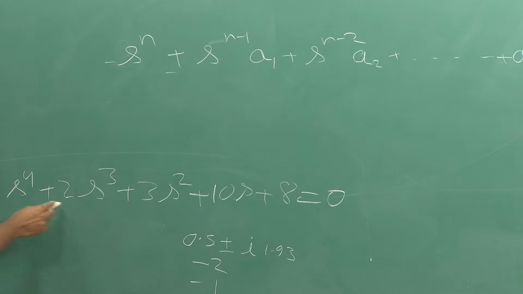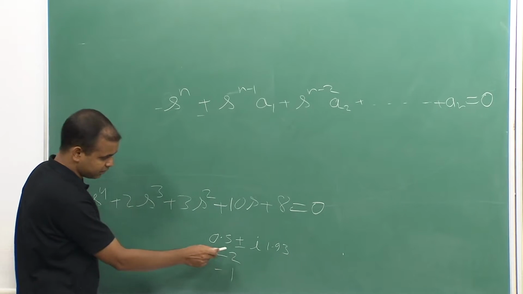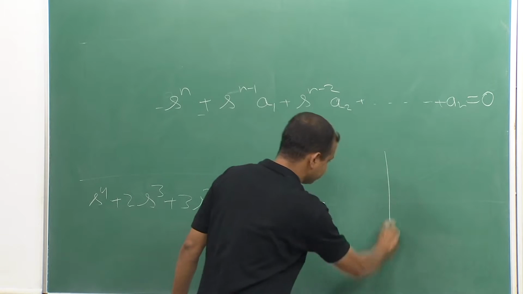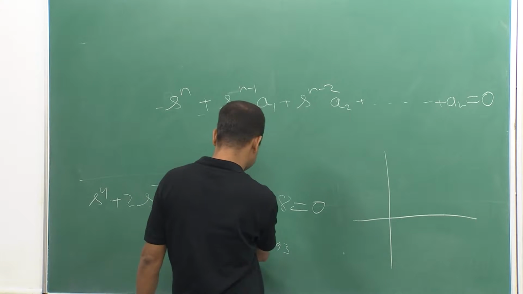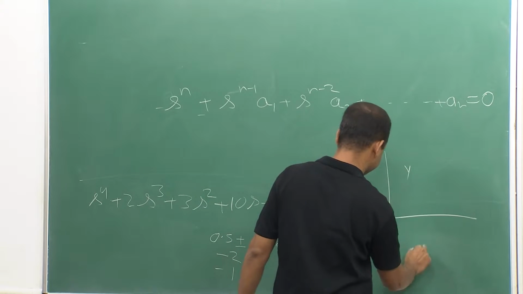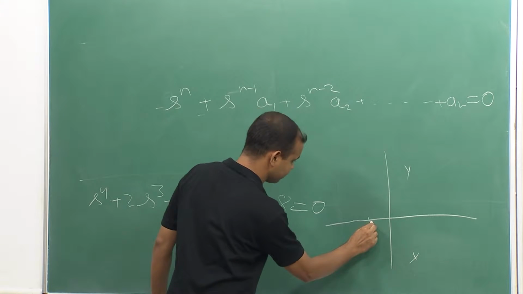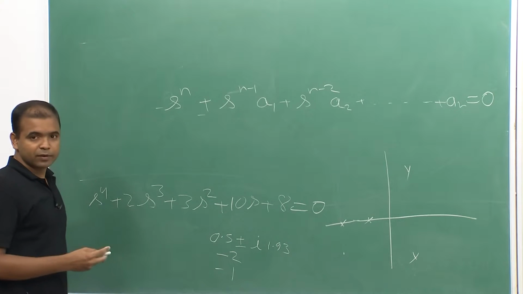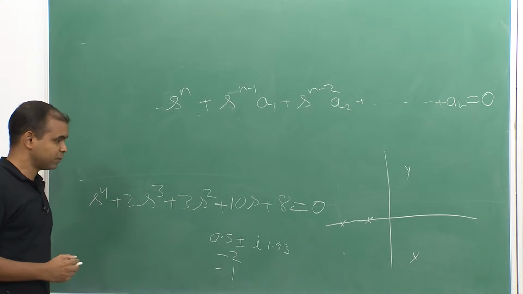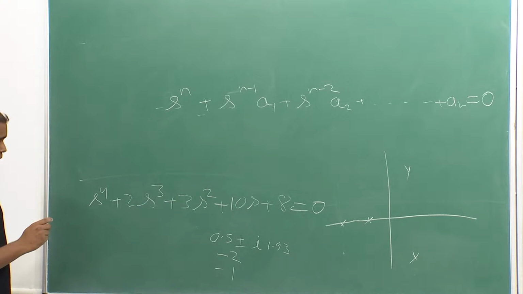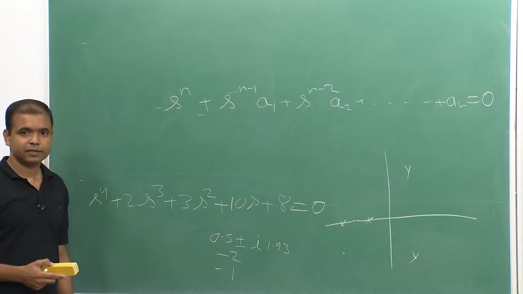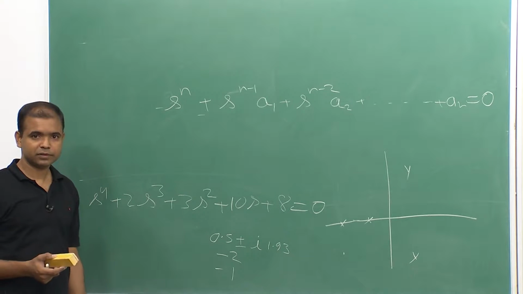Here all my coefficients are positive, still I have this pair which is in the right half of the s plane. If I plot it, I will get this pair here, somewhere here, and one pole here and one pole here. So, even if all my coefficients are positive, there may or may not be roots in the right half of the s plane. For this, we use the Routh array to determine whether any pole is lying in the right half or not. Let us understand this Routh array with examples.